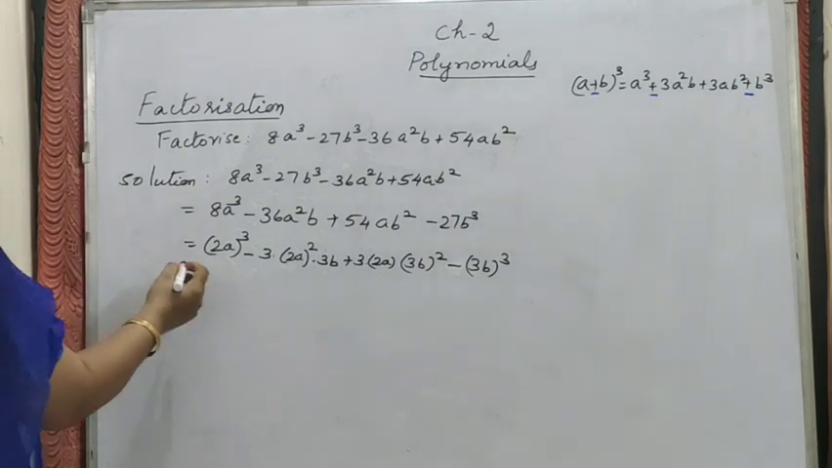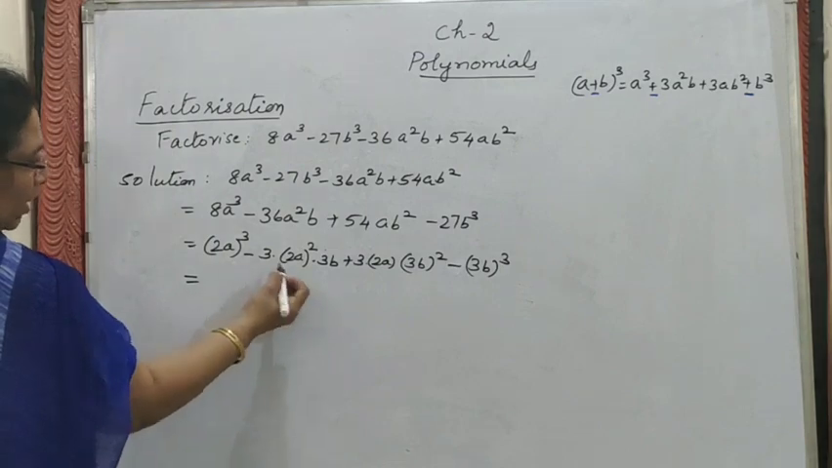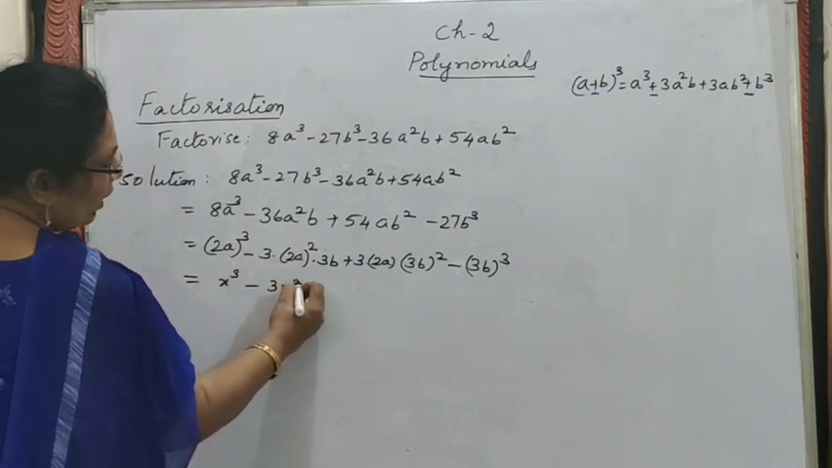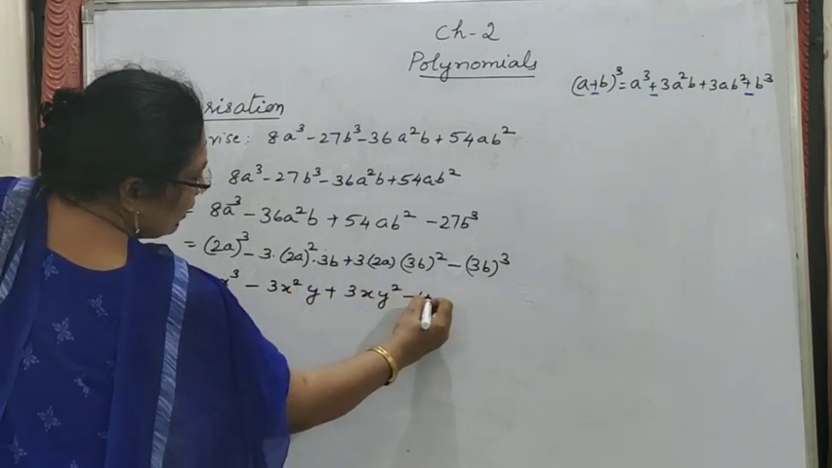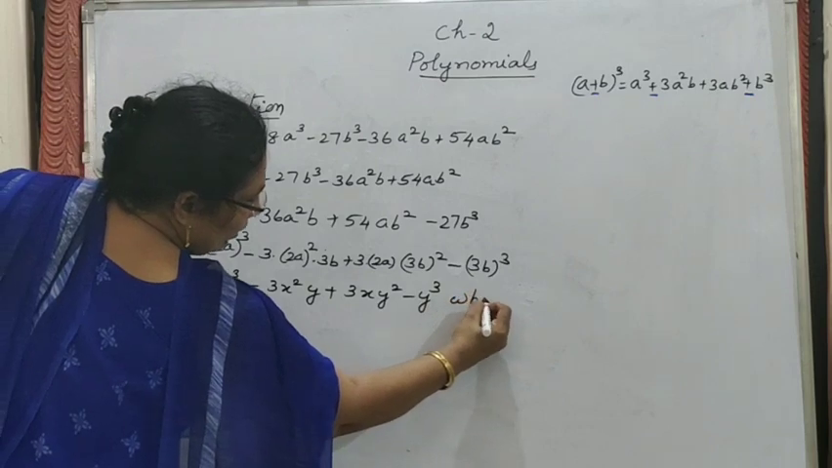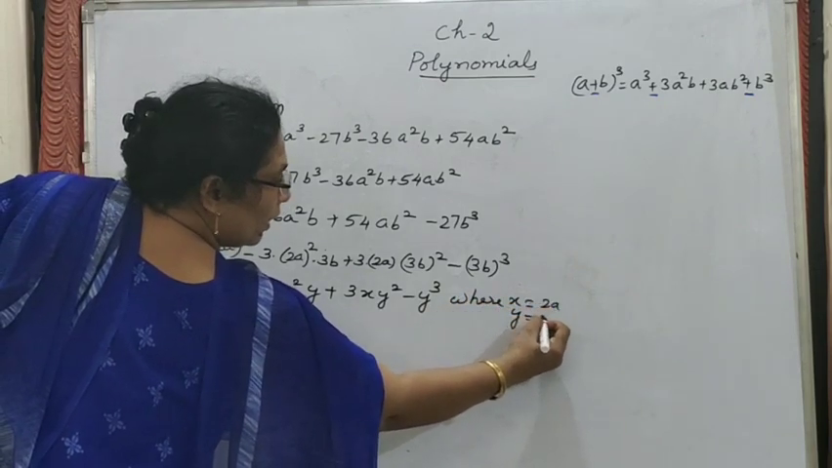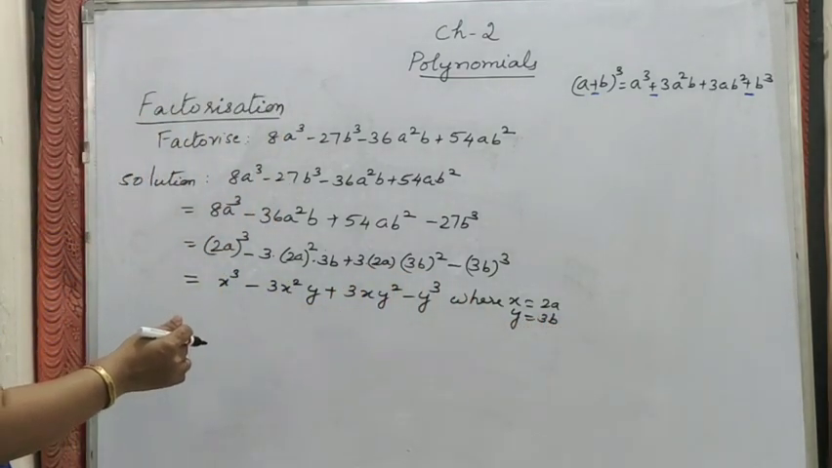So what is the next step? We should write the identity now. What is the identity form? This is a and b only. So I'll write x cube minus 3x square y plus 3xy square minus y cube. Not completed. We should name what is our x and y. x equal to 2a and y equal to 3b.